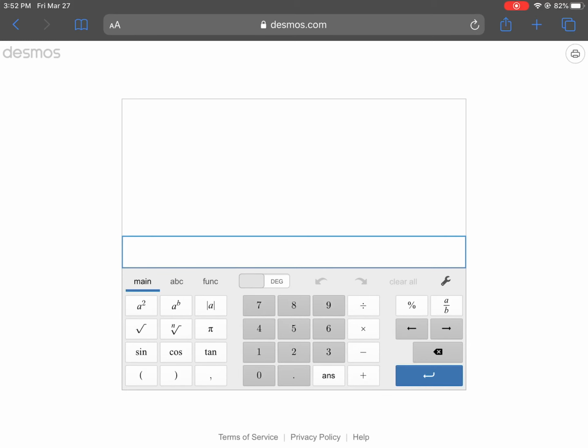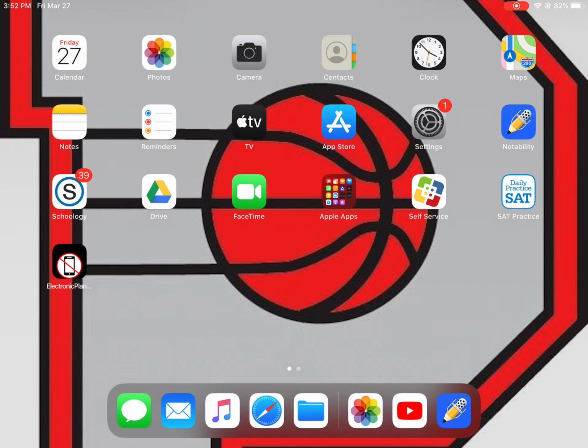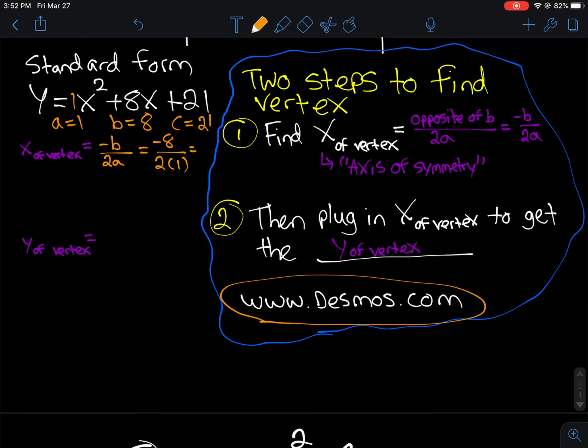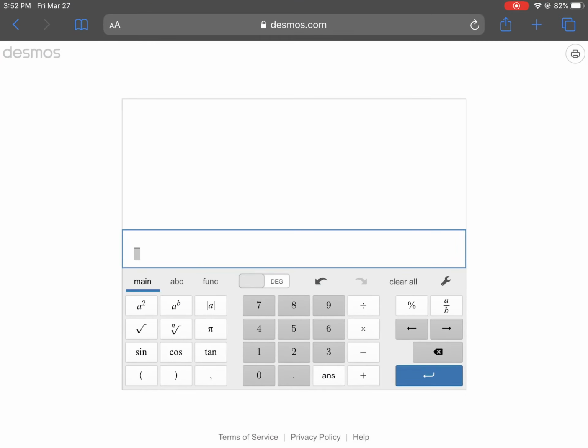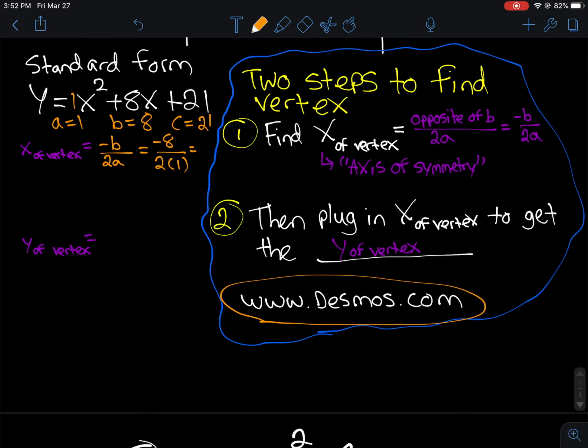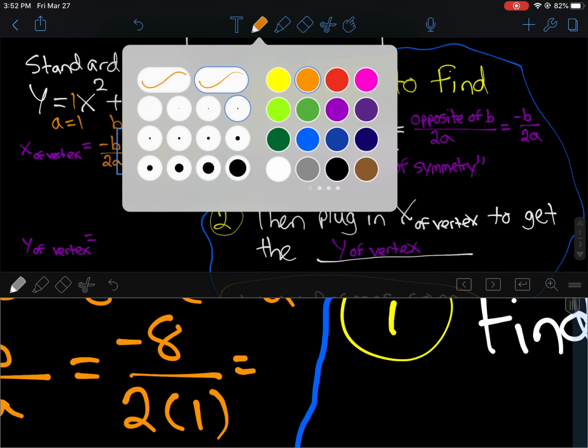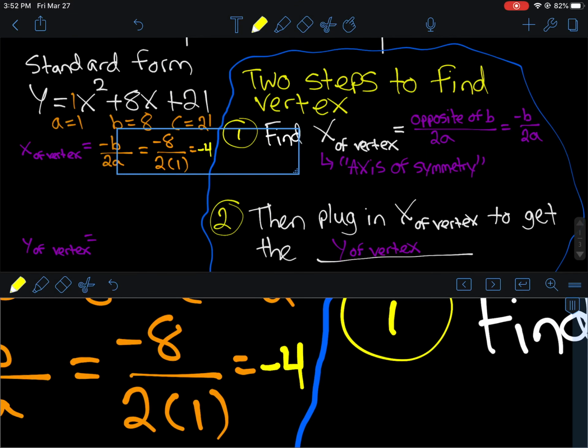So if you look here, remember what we were trying to figure out. We're trying to figure out the x of the vertex. It's going to be negative 8 over 2 times 1. So if you just want to double check, hit a over b, negative 8, type it in, 2 over 1, put it in the parentheses, and I get my answer of negative 4. So my answer for the x of my vertex is going to be negative 4, right? So again, this is the x of the vertex.